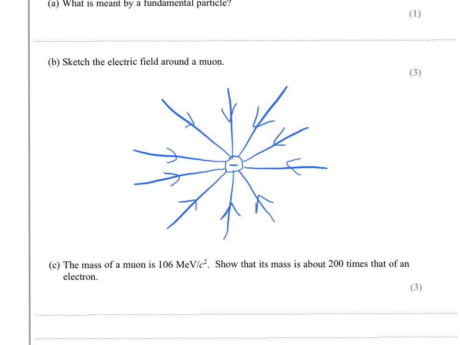Okay, so you want to draw those as straight as possible, as evenly spaced as possible, with the arrows pointing in.